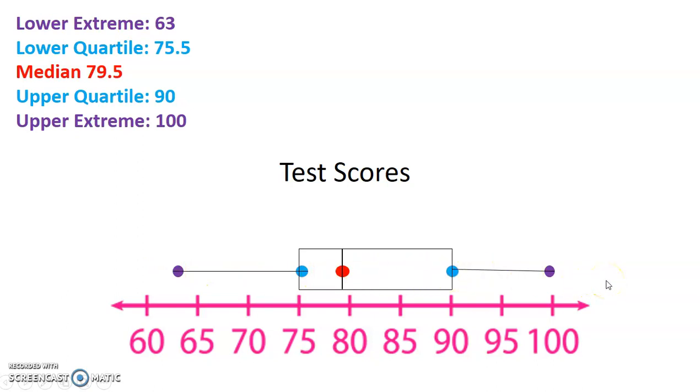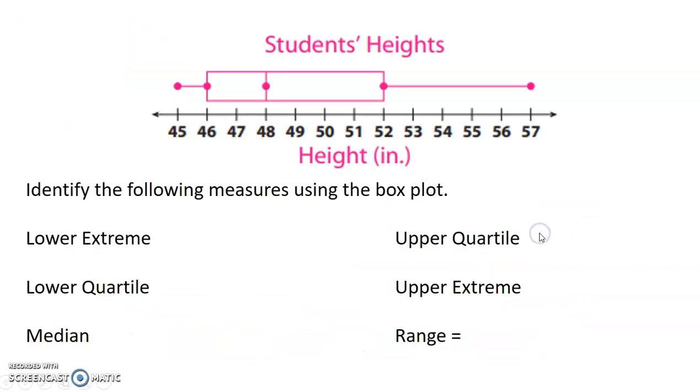All right, so let's look at a box plot and go ahead and find those measures. So here is a box plot of some students' heights. So we're going to go ahead and just identify the following measures using the box plot. So my lower extreme is at the start of the box plot, which is at this point right here. So my lower extreme is 45 inches. The start of the box right here is the lower quartile, so that's at 46 inches. It lines up with that 46.